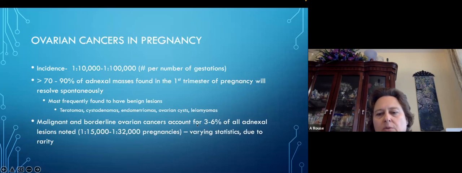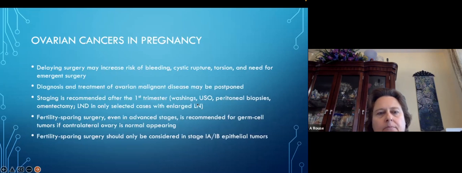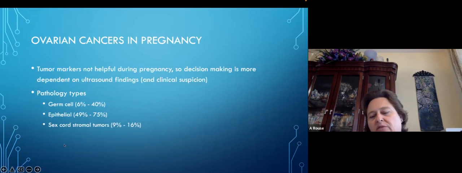Malignant borderline tumors will account for 3 to 6% of the lesions identified. The statistics vary because, again, it's not that common. Tumor markers, again, not very helpful. You're going to primarily rely on your imaging. And here's your breakdown on your pathology types. So epithelial is going to be your most common. The least common is going to be a sex cord. So epithelial, germ, sex cord. And if you think about it, the easiest way to remember that, that's alphabetical in terms of incidence.